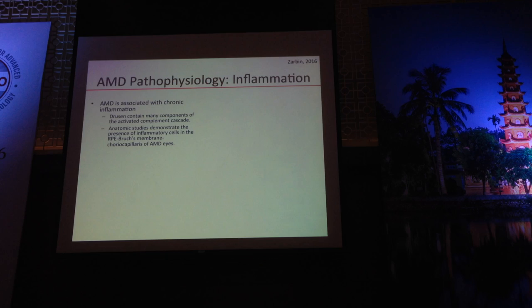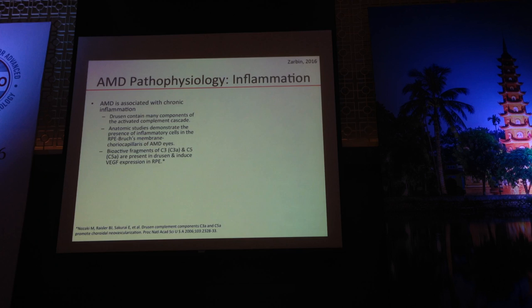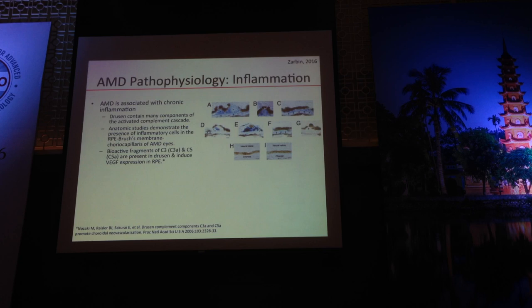And as I mentioned to you before, the most bioactive components of complement are present in Bruch's membrane of AMD eyes, C3a and C5a. And interestingly enough, these actually induce VEGF expression in RPE cells. So this could help explain why confluent soft drusen are a risk factor for choroidal neovascularization, because confluent soft drusen are enriched in C3a and C5a. And of course, the inflammatory molecules in drusen help to create the stimulus for chronic inflammation in the Bruch's membrane choriocapillaris complex.